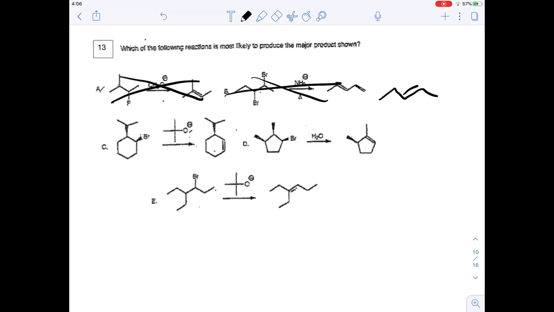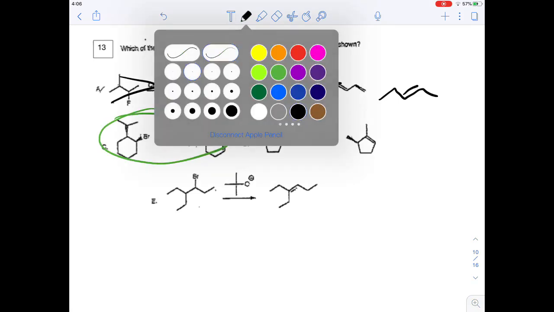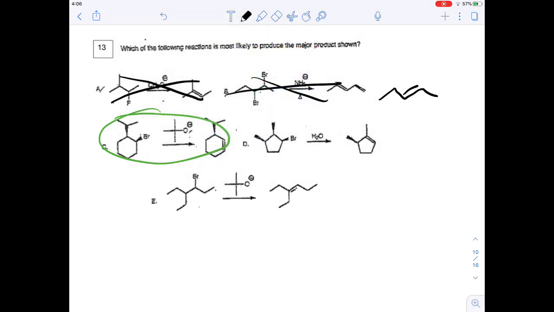Okay, so looking at C, when we're thinking about tert butoxide and an E2 reaction, you're going to get the less substituted double bond product. If this was an E1 reaction, you would have the more substituted one. Since this is an E2 reaction, you're going to have the less substituted double bond, and that's exactly what they show in the product. So your answer for number 13 is going to be C. But we'll keep moving just to go through the rest.